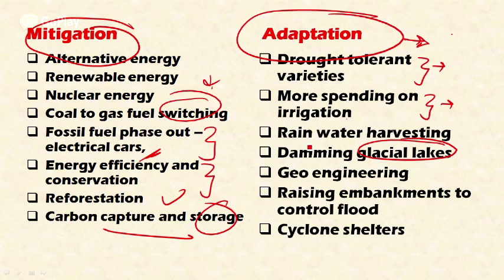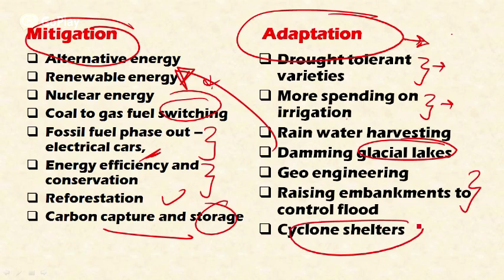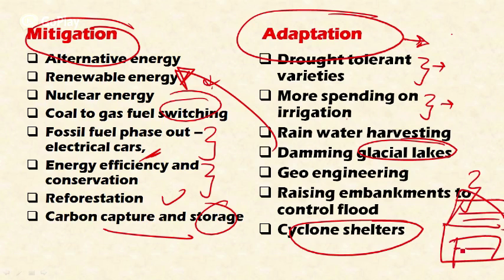On the other side, mitigation reduces global warming, and that itself reduces the melting of glaciers. So note the difference between mitigation and adaptation. Another thing is employment of geoengineering, raising of embankments to control floods, and cyclone shelters. Global warming may lead to frequent cyclones, so in adaptation, building cyclone shelters on the coastal areas to provide protection to the civilian population is one of the adaptation methods. So this is the difference between mitigation and adaptation strategies in climate change events.